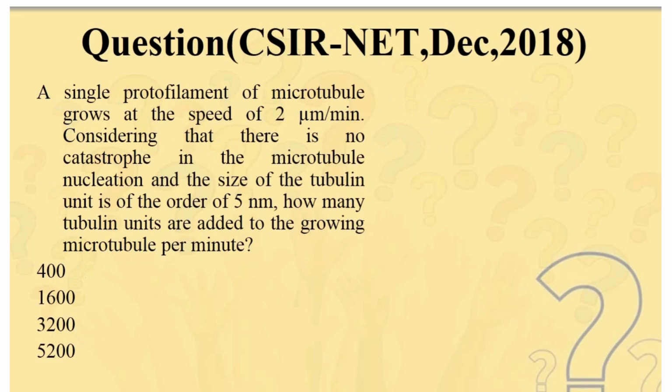This is a question from CSIR NET December 2018. A single protofilament of a microtubule grows at a speed of 2 micron per minute. Considering that there is no catastrophe in the microtubule nucleation and the size of the tubulin unit is of the order 5 nanometer, how many tubulin units are added to the growing microtubule per minute? 4 options are there: 400, 1600, 3200, 5200.